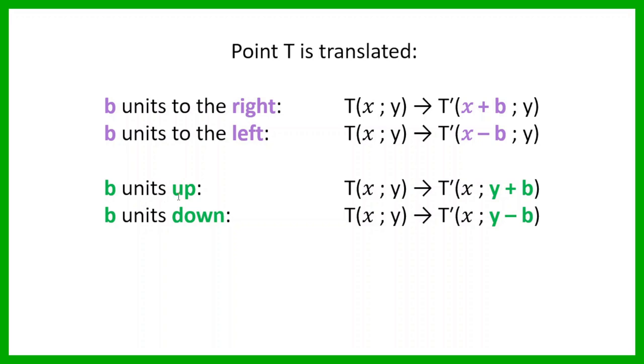So if you're moving vertically, if you're going up, your Y value gets bigger. If you're going down, your Y value gets smaller. And of course, you can combine these as well. If you're going right, your X value gets bigger. And if you're going down, your Y value gets smaller. So you can combine these together. But as soon as you see to the right, it means X is getting more. As soon as you see to the left, X is getting less. As soon as you see up, Y is getting more. As soon as you see down, Y is getting less. Okay, and that is how we do translations in transformation geometry.